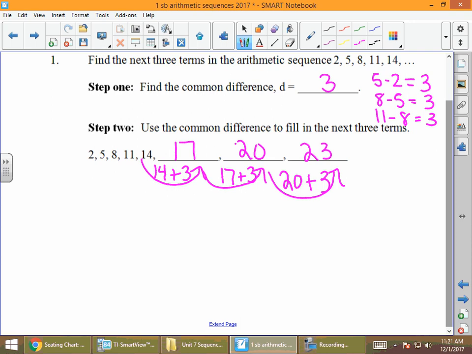If we go backwards, 23 minus 20 better give us 3. 20 minus 17 better give us 3. 17 minus 14 better give us 3. As we go to the left, we subtract. As we go to the right, we add. Hopefully, some common sense here for you.